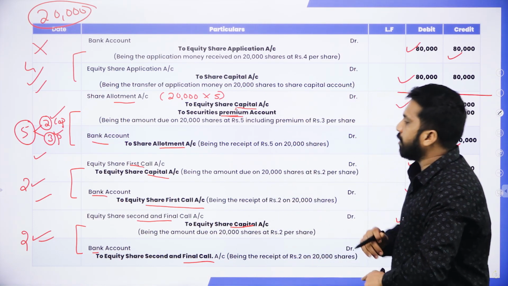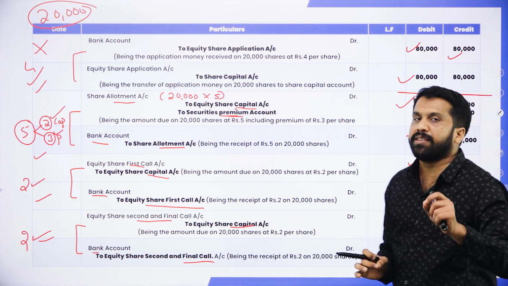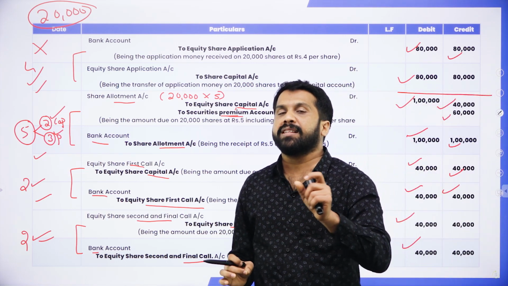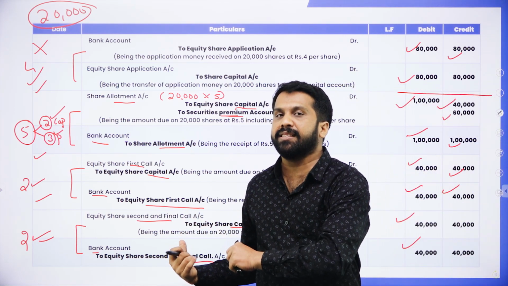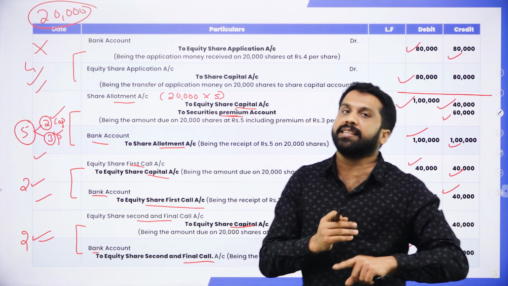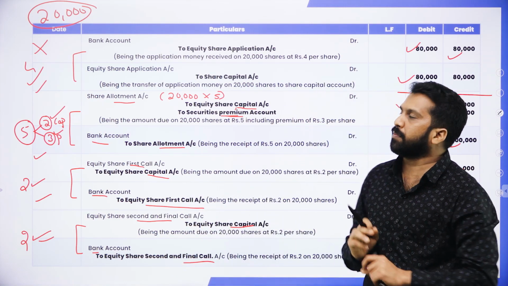So this is your 12-mark problem, except for the share forfeiture. That concept is not there in this. If we add that, then it will be a 12 marks problem.